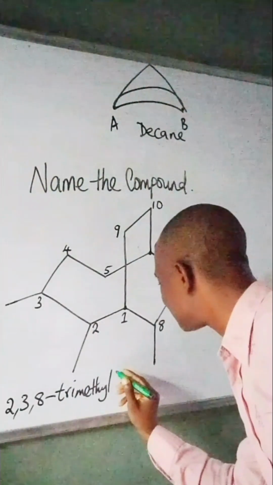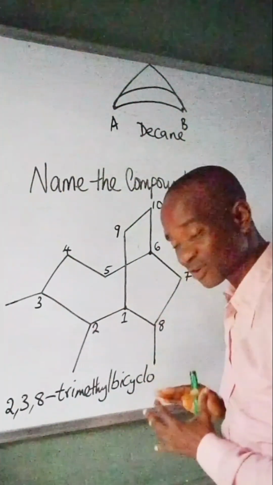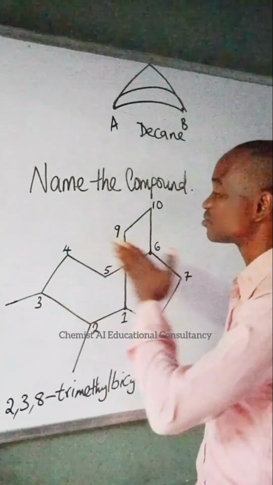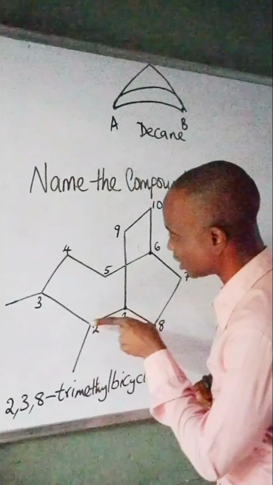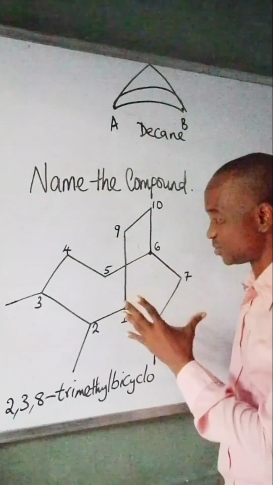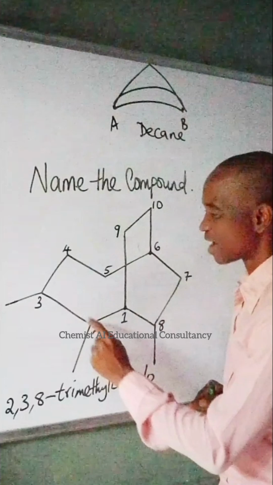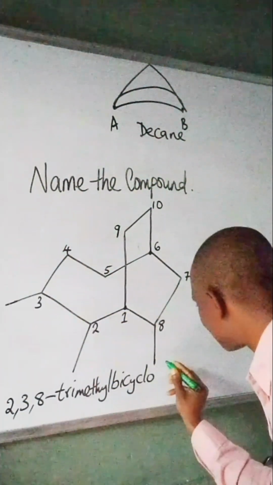After identifying the methyl groups or substituents, you now tell us that this is a bicyclic compound by writing bicyclo. After writing bicyclo, you tell us the journey you took from one bridgehead to another. We took this journey first. That was the longest journey anyway, you know, and we had 1, 2, 3, 4. 4 carbon atoms. So you create a bracket.